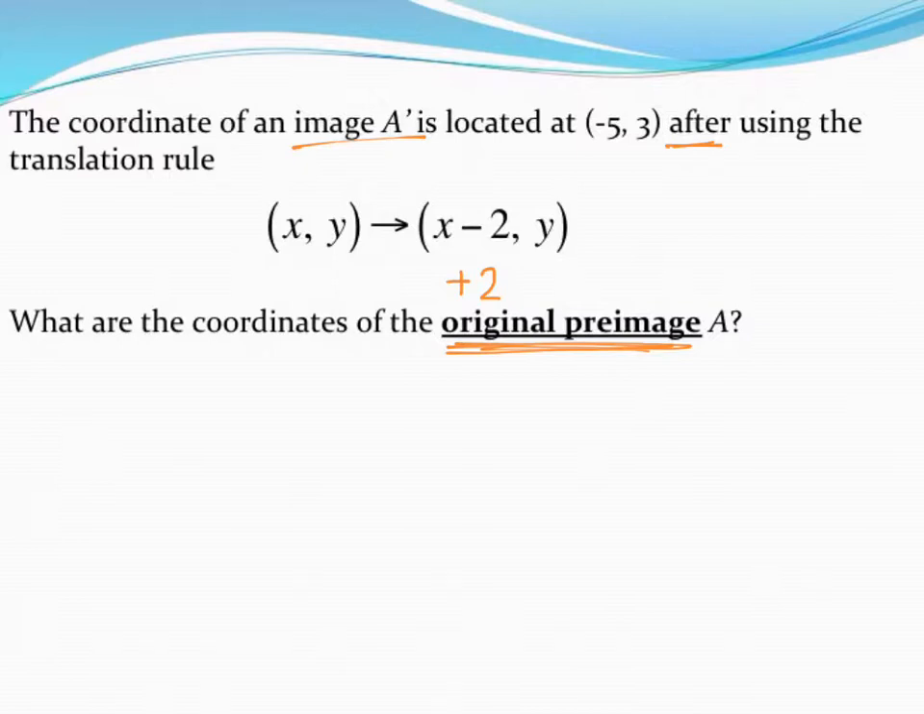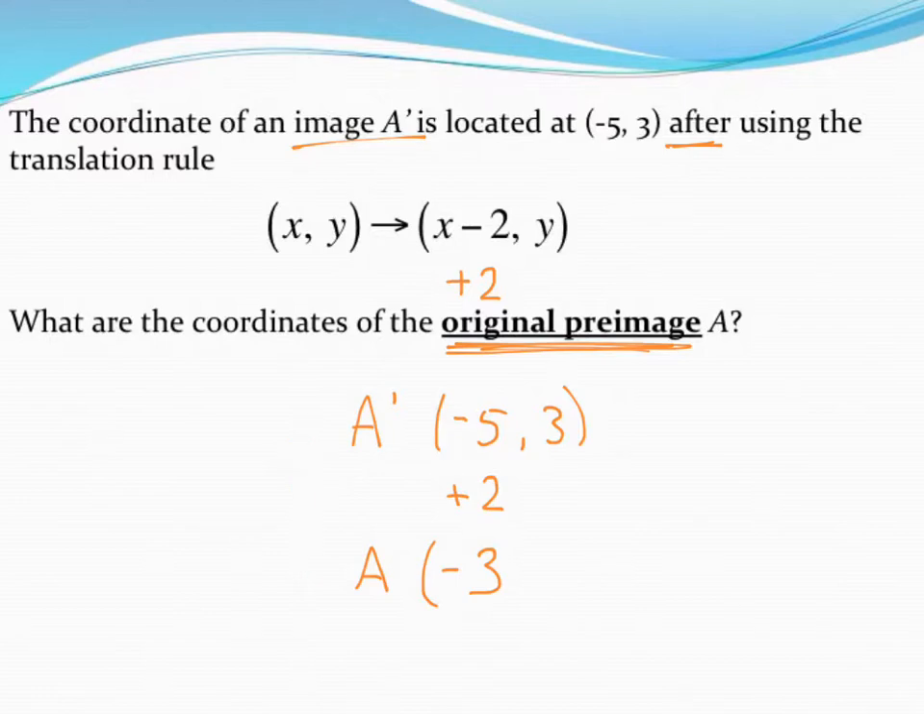So my image location, A prime, was located at -5, 3. That's where I ended up after I used the rule. So let's use the rule backwards this time to figure out where I started out at. So -5 plus 2 gets me a coordinate of -3. And if I use the rule forwards, if I go the direction I usually go in, taking -3 and subtracting 2 would get me -5. I would end up where it says I would end up.